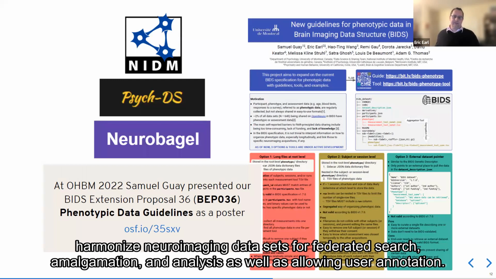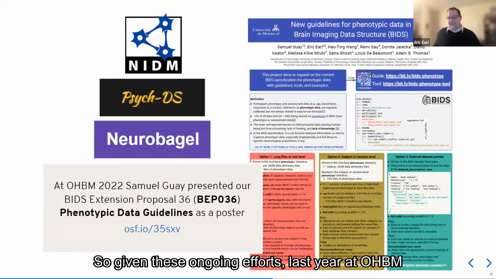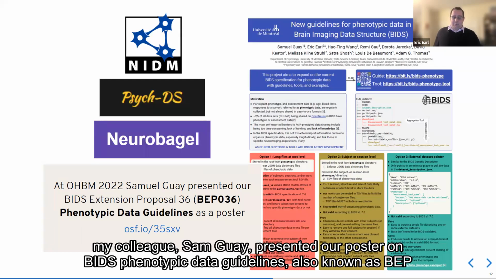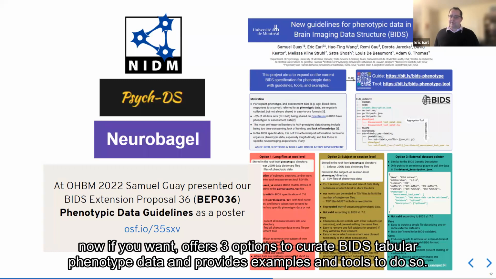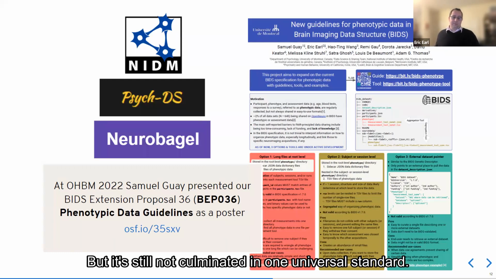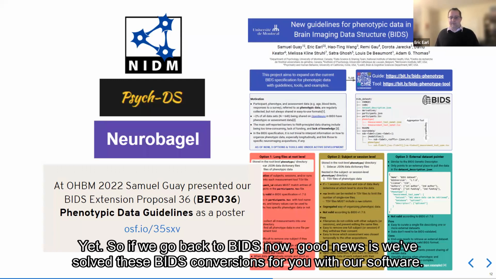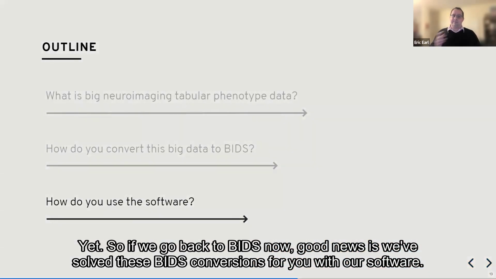There's also NeuroBagel, which is built to harmonize neuroimaging data sets for federated search, amalgamation, and analysis, as well as allowing user annotation. So given these ongoing efforts, last year at OHBM, my colleague Sam Gway presented our poster on BIDS Phenotypic Data Guidelines, also known as BEP 36. BEP 36, which is a work in progress that you can contribute to right now if you want, offers 3 options to curate BIDS tabular phenotype data and provides examples and tools to do so. So you can see there's a wealth of people working on this, but it's still not culminated in one universal standard yet. So if we go back to BIDS now, the good news is we've solved these BIDS conversions for you with our software.